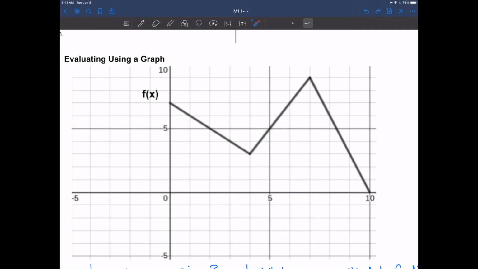All right, so let's actually find f of x equals 9. f of x equals 9 gives us the output. The output is 9. So that means we have to find the input. We want to know what x is.